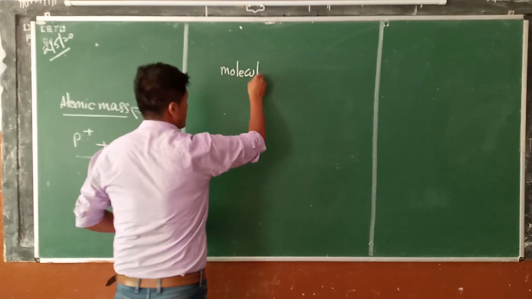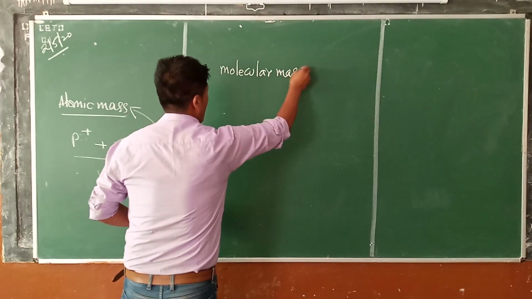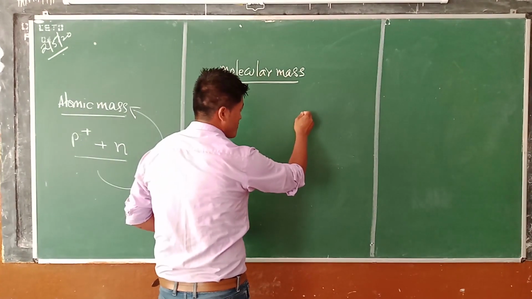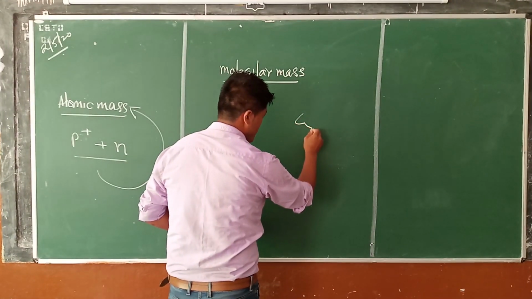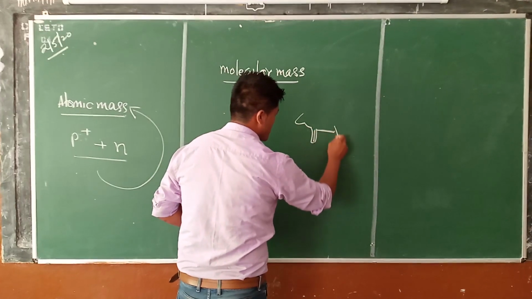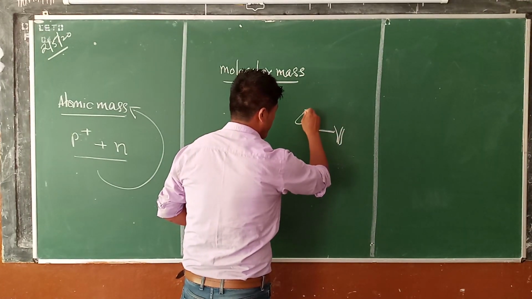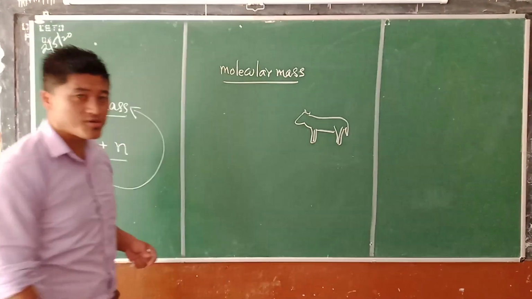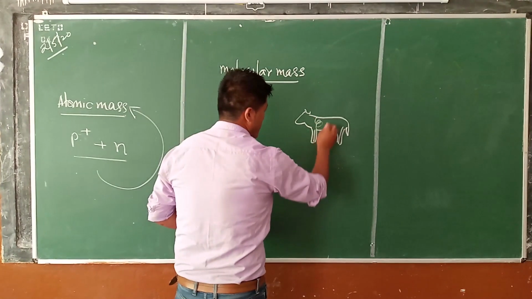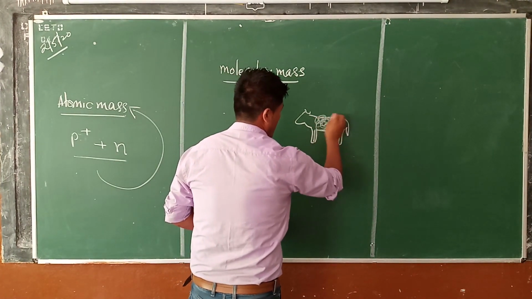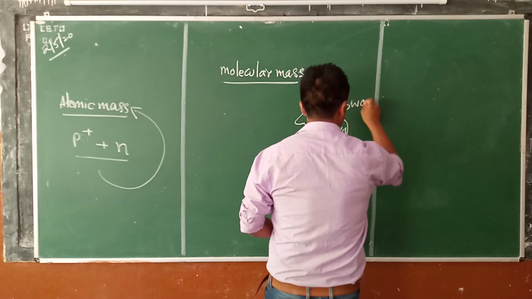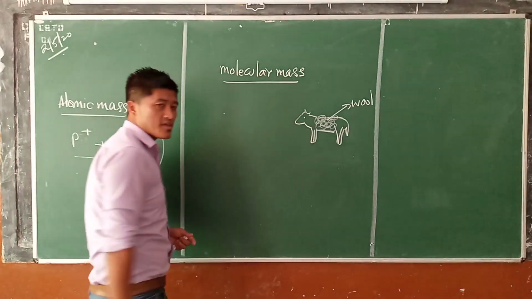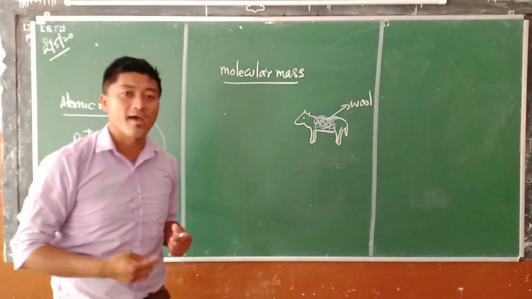Molecular mass here. So I'm going to draw a fictional diagram of a donkey. Let's say this is a donkey. I guess many of you have heard the story of the donkey carrying some amount of wool. Let's say this is the wool. And this donkey was somehow faking that this wool was particularly very heavy.